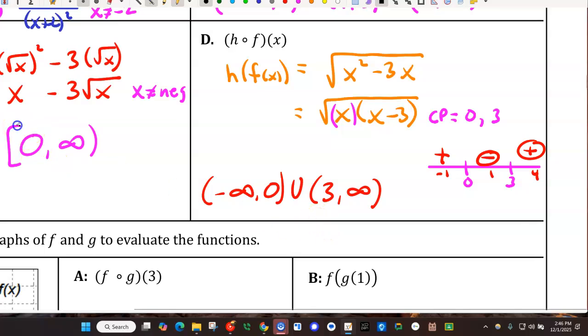Brackets, just like over here, right? 0 is okay. So I started off earlier saying, if you plug in 0, you get square root of 0. So 0, you can plug that in. Same thing with 3. Plug in 3, you get square root of 0. That's still part of the domain. There's no dividing by 0, so that's why they're included.